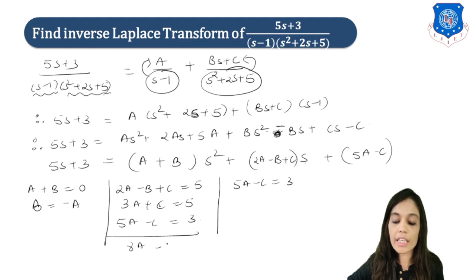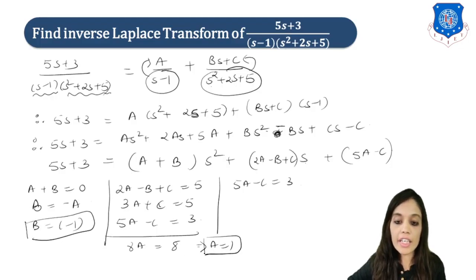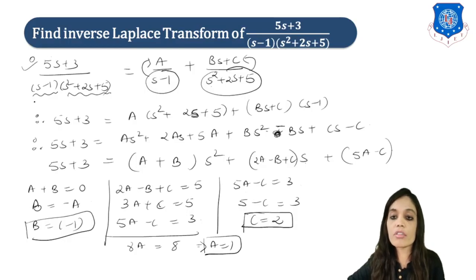So our 8a is equals to 8. So finally our value of a is what? 1. So our value of b will be what? Minus 1. And again let us put the value of a in this. So 5 minus c is equals to 3. So c will be finally equals to what? 2. Done. So now let us put all these three values in this equation, right?